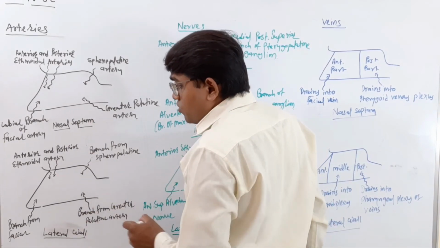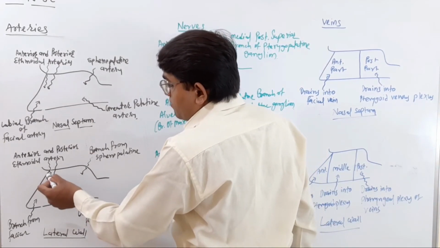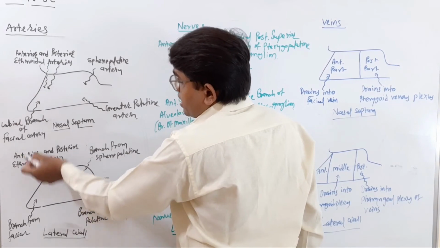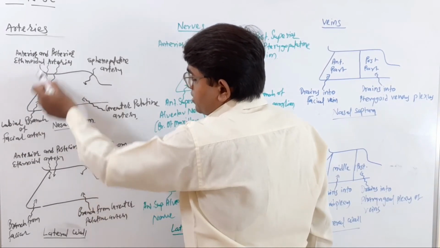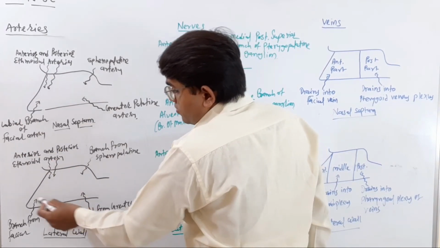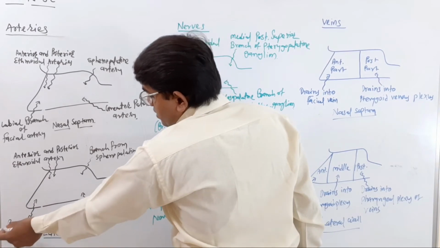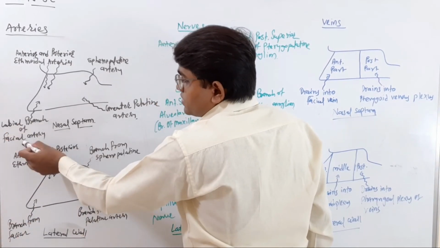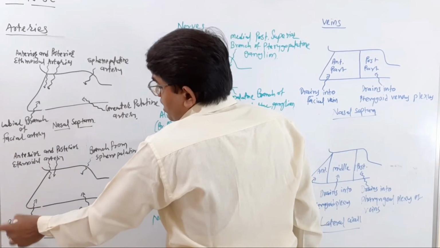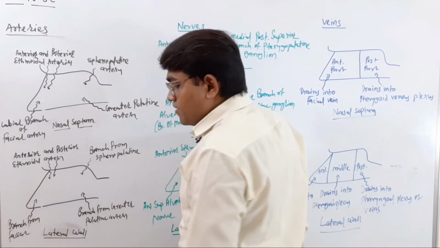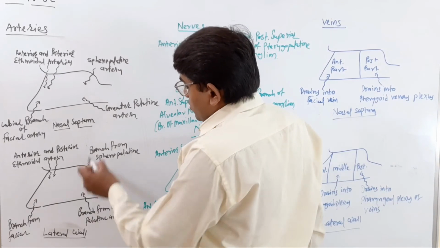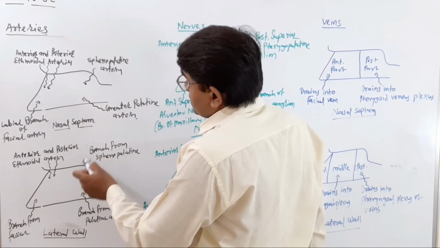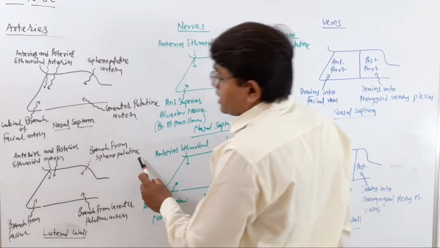Then the lateral wall. On its anterior-superior part, the same arteries, the anterior and posterior ethmoidal arteries. Then on its antero-inferior part, the branch from the facial artery. Here is a labial branch of the facial artery, and here is an unnamed branch from the facial artery. It is supplying. On its posterior side, it is a branch from the sphenopalatine artery.